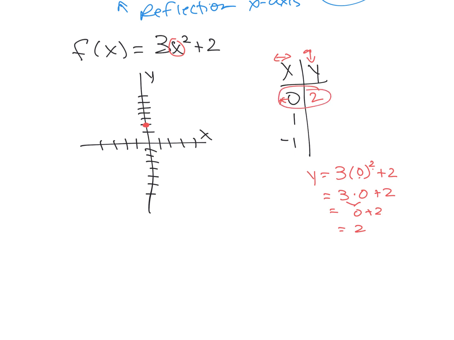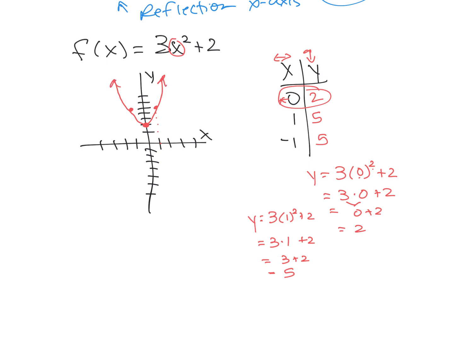Okay. And then we're going to do 1, y equals, and we have our 3. Sorry, I almost forgot to put the 3 there. Let me get my eraser. Okay. And then we have 3 times 1 squared plus 2. So we have 3 times 1 plus 2. So we have 3 plus 2. So we have 5. And remember, both of these will be exactly the same. So we're going to go over 1 and up 5. 1, 2, 3, 4, 5. And then it's going to mirror it on this side. And we get this nice little curve here.